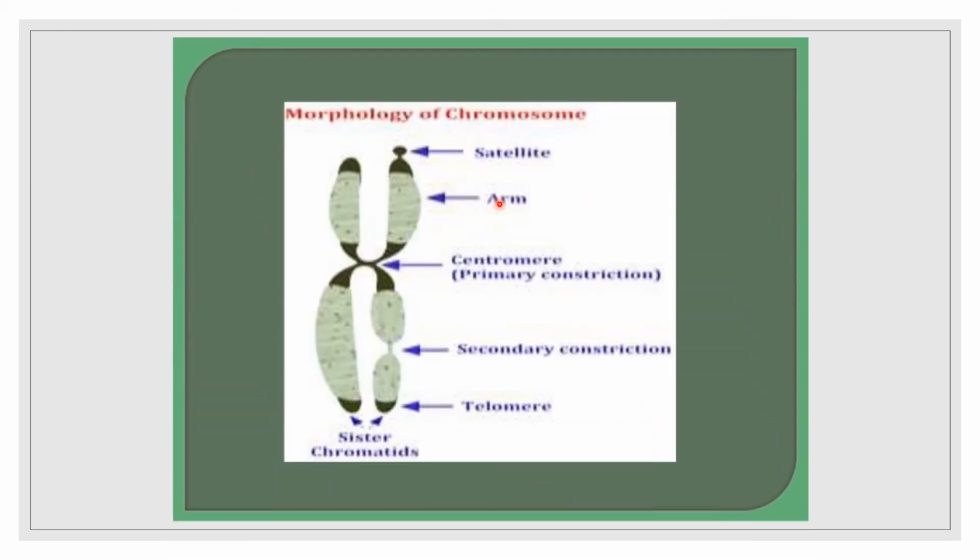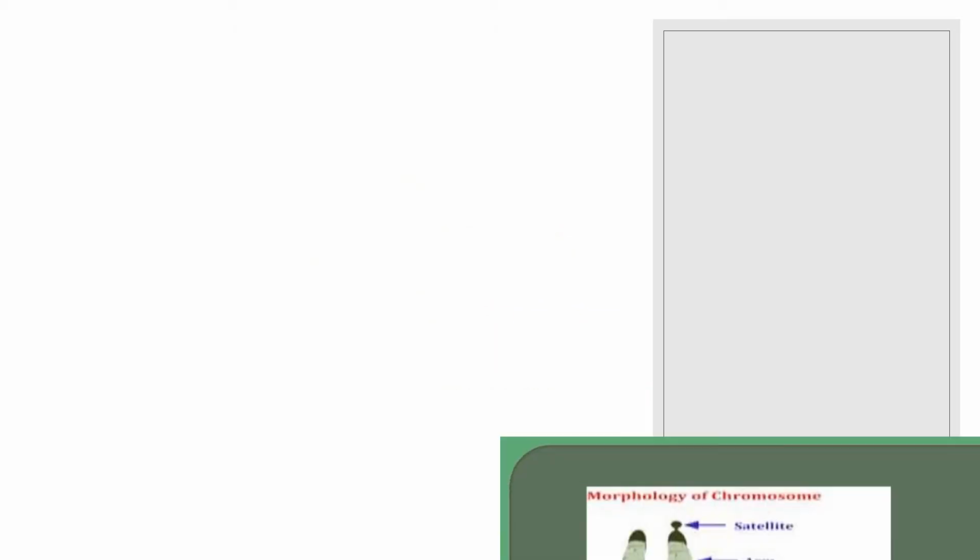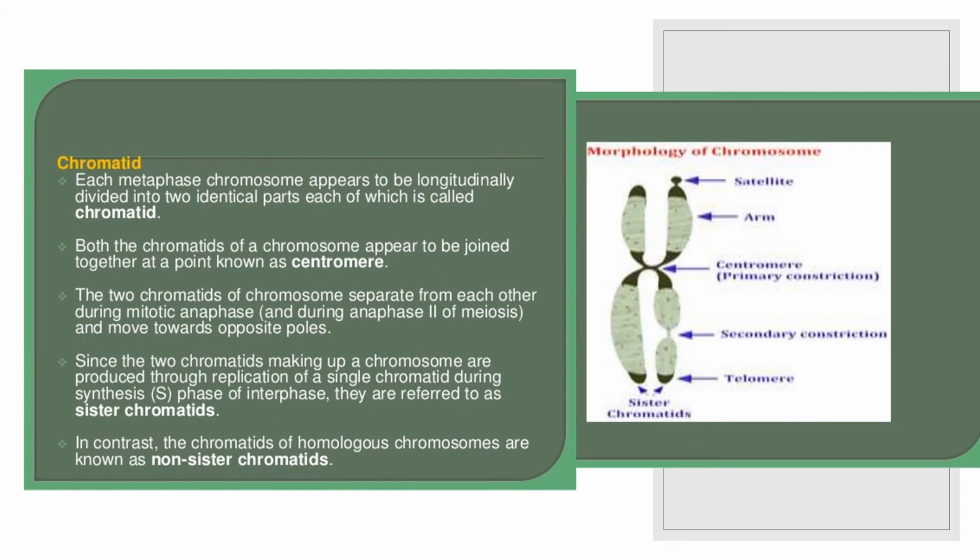Now, what type of structure is a chromosome? If you see the structure of a chromosome, it has the following parts, such as the satellite. This is the arm. This is the centromere, or the primary constriction. This is a secondary constriction. This is a telomere. These are the sister chromatids. Each part of this structure will be discussed in the later slides. You can see over here, chromatid. Now, I have taken the same structure of the chromosome. Let's explain each structure of this chromosome.